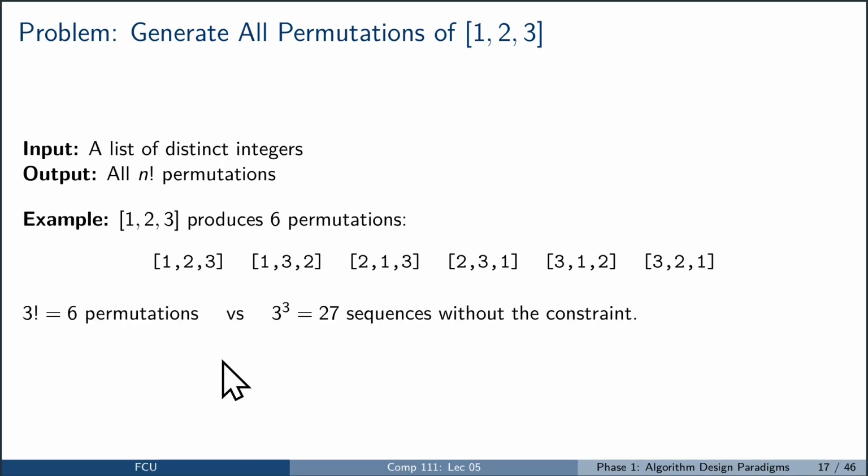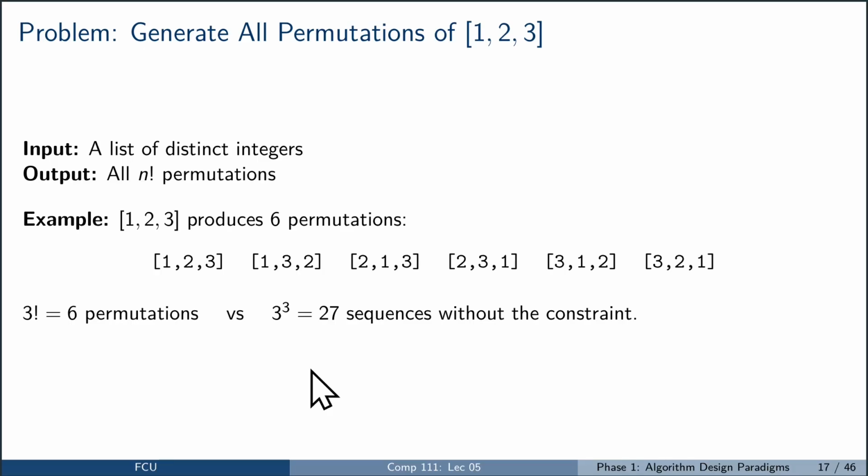So here, that restriction is in place. Now, I ask you a question. Where does this number 27 come from? Pause the video, think about it, and we continue in a few seconds. 3 choices at each of the 3 positions. 3 times 3 times 3, we get 27. And the constraint eliminates 21 invalid candidates, because let's say 1, 1, 1 is not a valid permutation. And that ratio actually gets more dramatic when n grows really large.